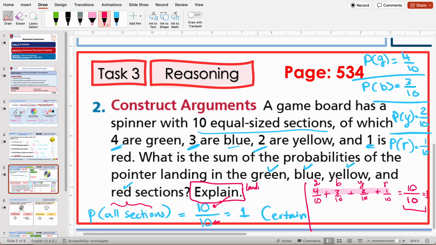Landing on any of all sections is a certain event, it's 100%. It's a certain event. It's 10 out of 10. It's equal to 1. It's all certain. So it makes sense. Okay.